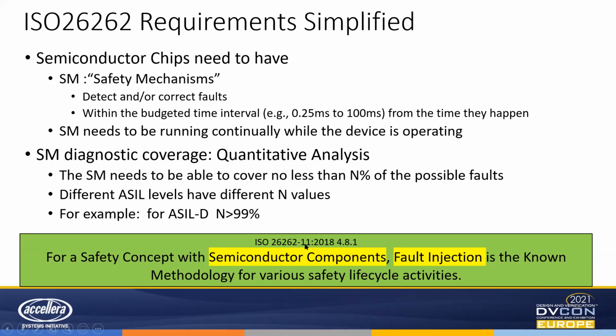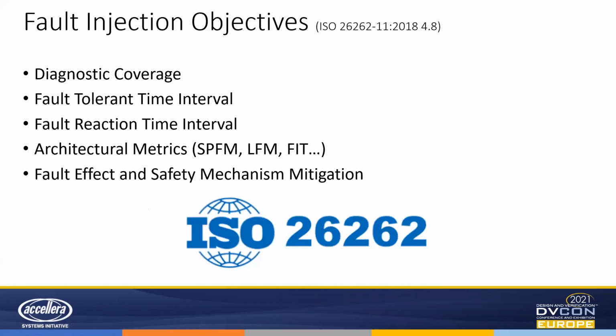What ISO 26262 part 11 defines is that for a safety concept with semiconductor components, fault injection is a known methodology for various safety lifecycle activities. What are the fault injection objectives as defined in ISO 26262? It is to find the diagnostic coverage, fault tolerant time interval, fault reaction time interval, and architectural metrics like SPFM, LFM, and FIT rate, as well as the fault effects and the safety mechanism mitigation. In case you want to verify the correctness of the safety mechanism, not just diagnostic coverage but the functionality of the safety mechanism, fault injection can be used.